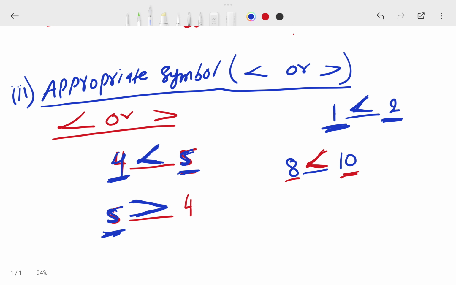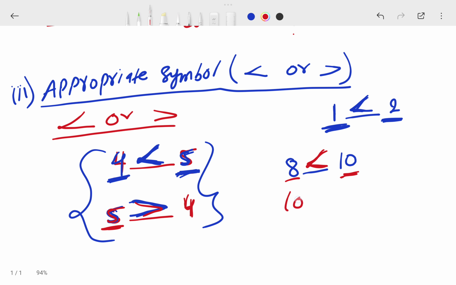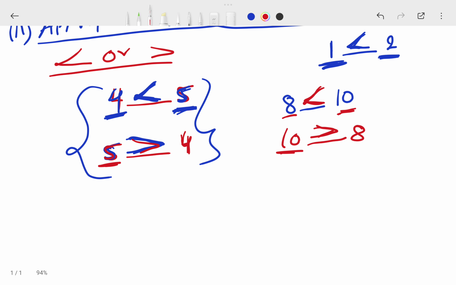So if you see both questions, they are the same only. 4 is here, 5 is here. Which is greater? 5 is greater here. Now 5 is on this side, so that's why the mouth opens on that side. Here this is 5 and this is 4. Which is greater? 5 is greater, that's why the mouth is open here like that. This is 10, this is 8. Now tell me which is greater. 10 is greater, so the mouth will turn here. So always remember, this mouth is always open on the side where the greater number is. Okay, let me take another example.